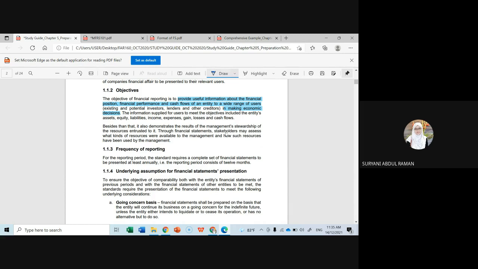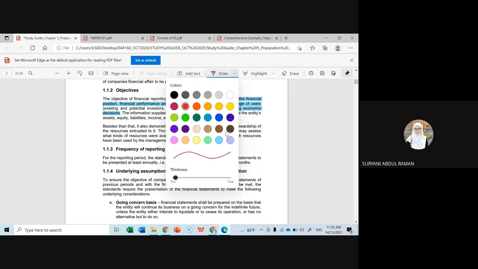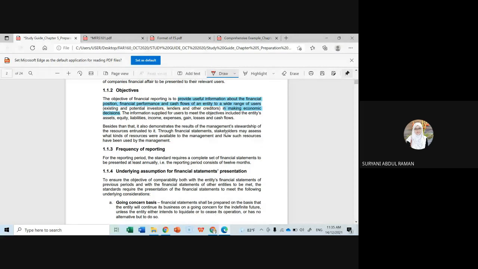Who are the stakeholders? For example, the shareholders. Stakeholders, part of it is shareholders. Shareholders and stakeholders are actually not the same thing. Shareholders is part of stakeholder. Stakeholders are many. Who else is a stakeholder?